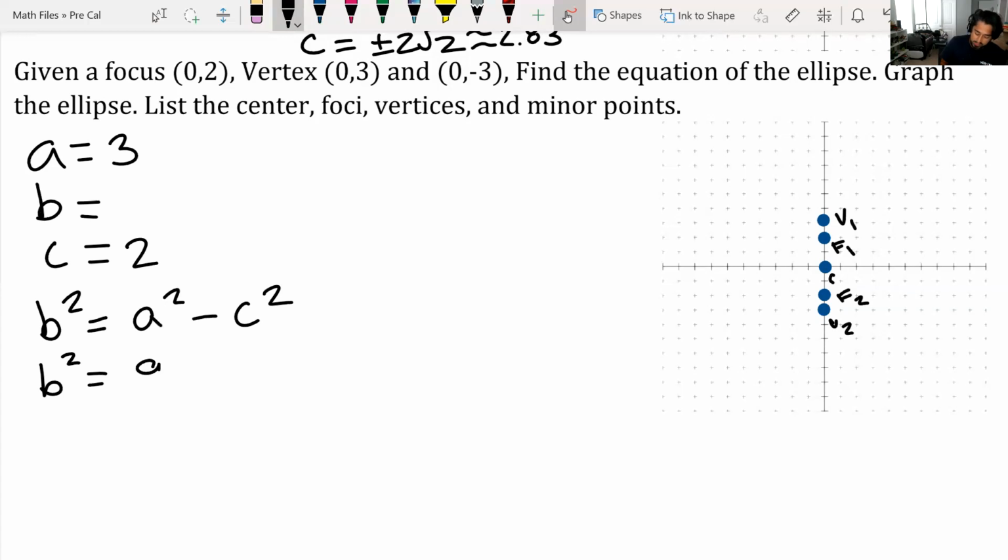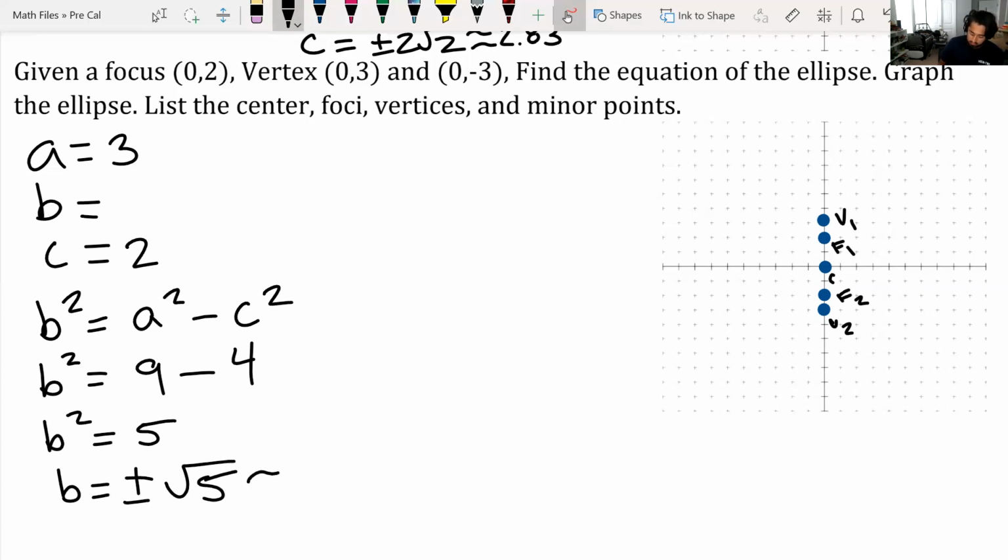A squared is 9. C squared is 4. B squared equals 5. So B equals plus or minus the square root of 5, which is 2.24.